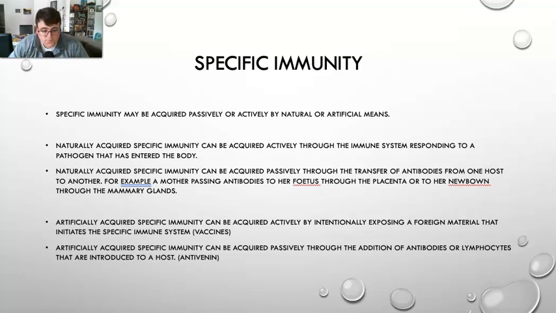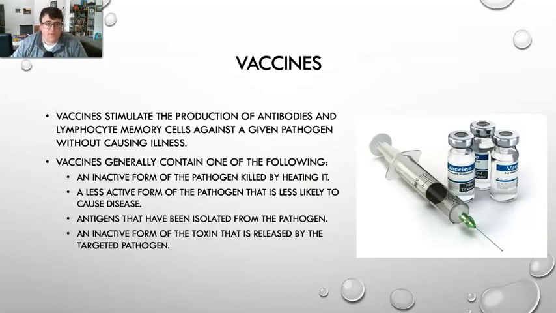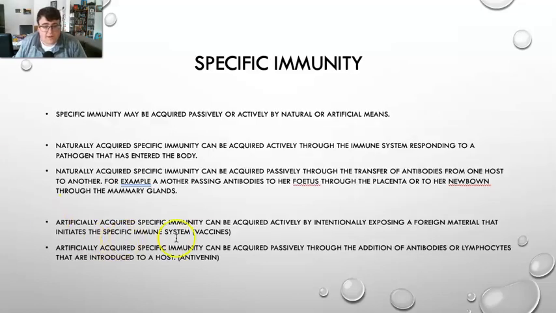glands and milk. On the other hand, artificially acquired specific immunity can be acquired actively by intentionally exposing the body to a foreign material that initiates a specific immune response, so vaccines. Or it can be artificially acquired passively, through the addition of antibodies or lymphocytes that are introduced into a host. So, for examples there, we're talking about antivenin.